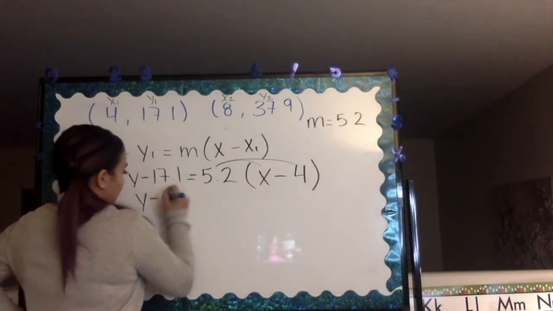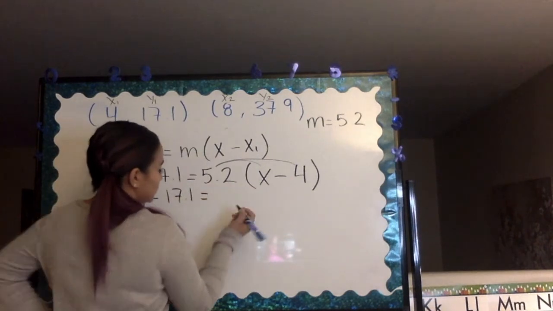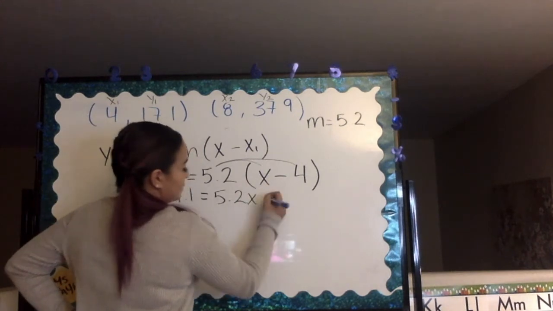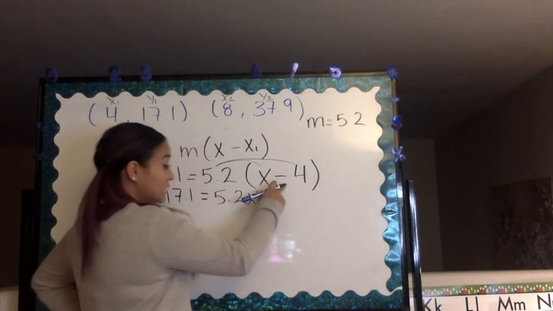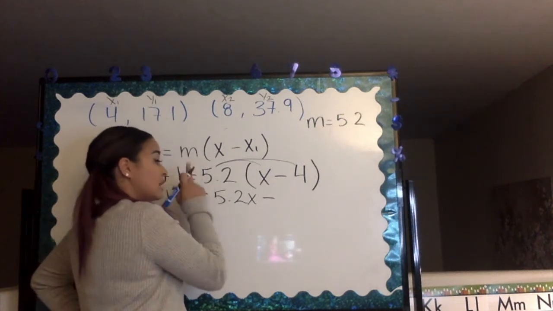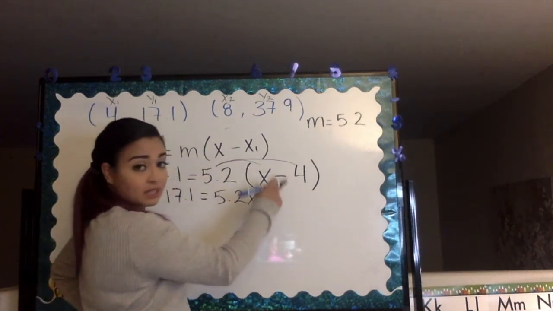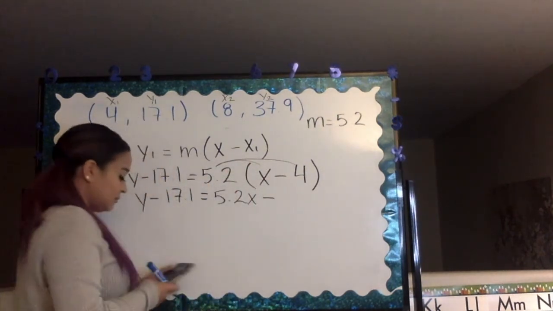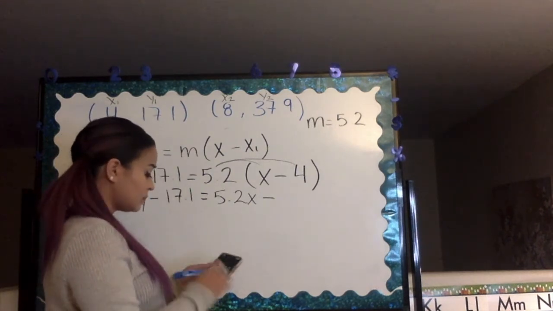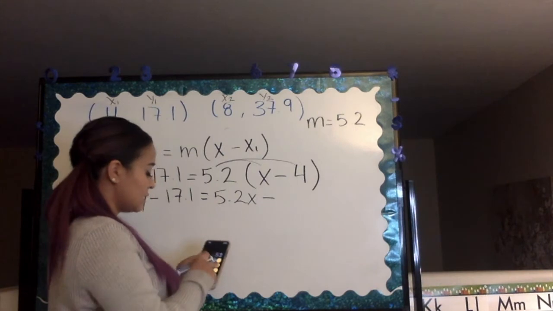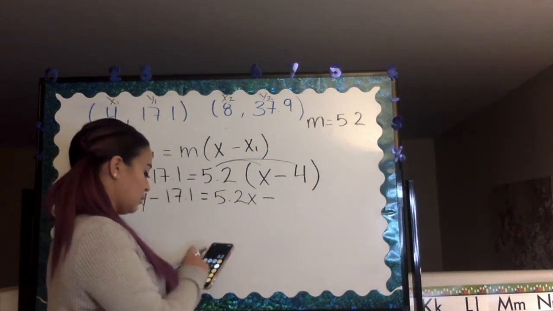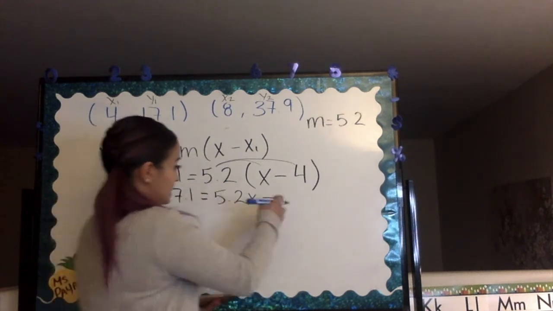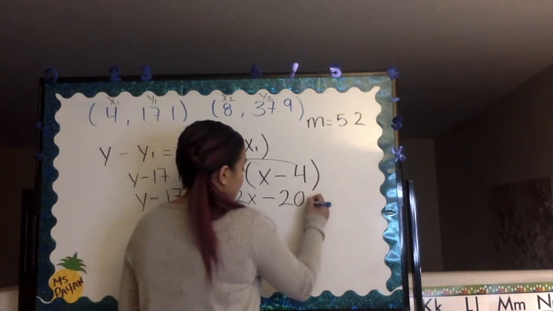So y minus 17.1 is equal to 5.2x minus, it's going to stay a minus because our 5.2 is a positive and we are multiplying times a negative, so our answer will stay negative. So again, let's grab our handy calculator. We're going to multiply 5.2 times 4. 20.8. Now, again, remember it's negative. 20.8.